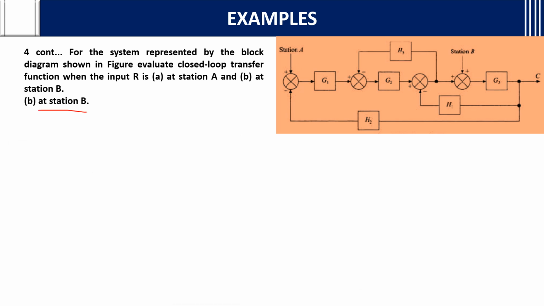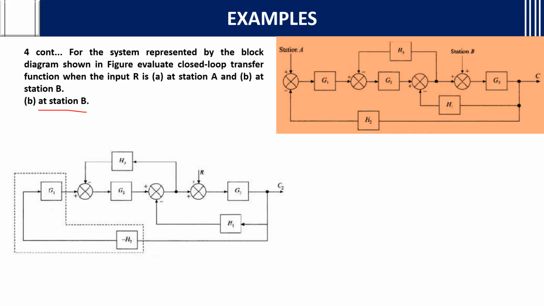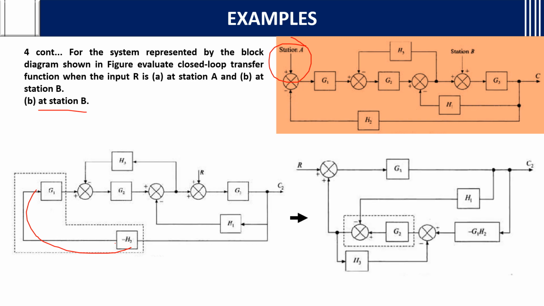Now we will consider station B. For considering station B, if you see, the station A needs to be made 0. So we remove that station A. This G2, G1 is directly connected to H2. These all are the same, but this station B is connected and this is taken as the input R. Now how to do it? If you see G1 and H2, how are they? They are in series or cascaded. So we can multiply them, and the multiplied equation is written as minus H2 times G1, so it is minus G1 H2.